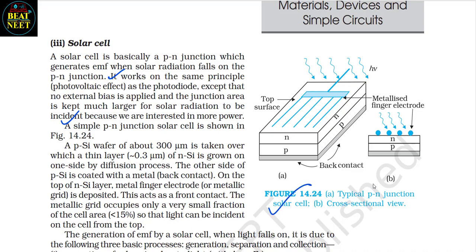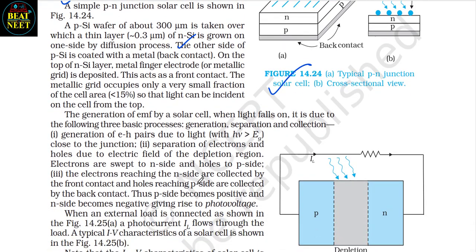Here you can see a P-Si wafer of about 300 micrometer is taken, over which a thin layer of approximately 0.3 micrometer of N-Si is grown on one side by diffusion process. The other side of P-Si is coated with a metal back contact. On the top of N-Si layer, metal finger electrode or metallic grid is deposited. This acts as a front contact. The metallic grid occupies only a very small fraction of the cell area, that is less than 15%, so that light can be incident on the cell from the top.